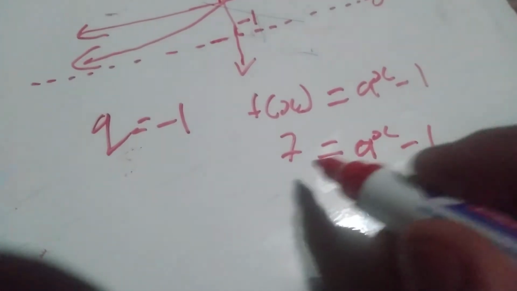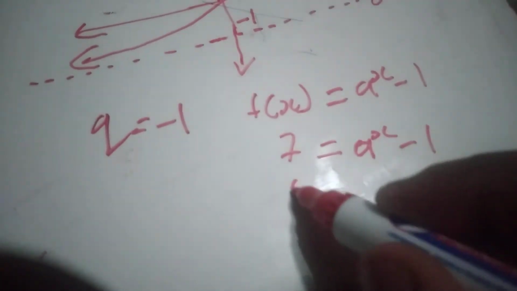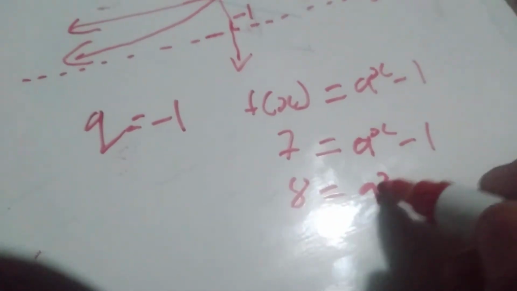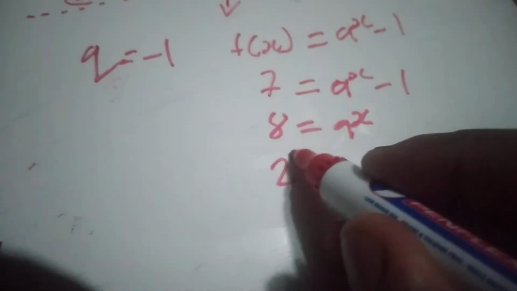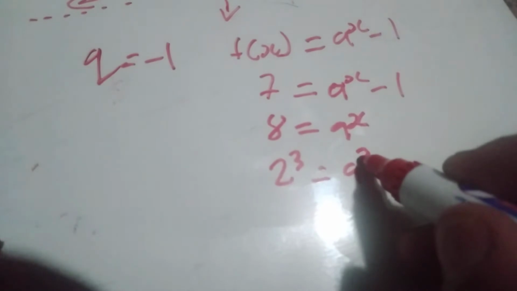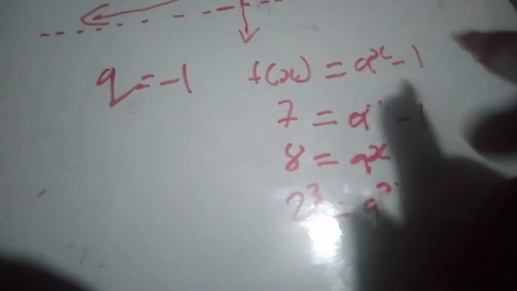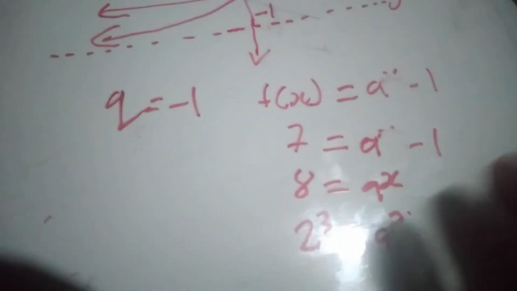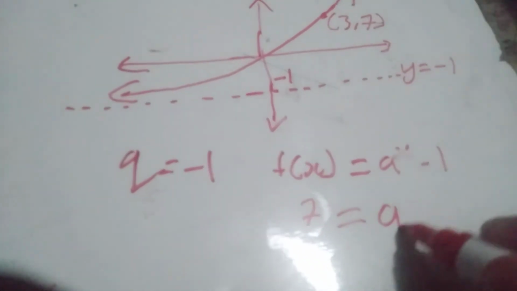So if we take this to the other side, we have 7 plus 1, which is just 8, which is equal to a to the power of x. So if we break this down, this means 2 cubed is equal to a to the power of x. Or rather, I actually forgot to substitute the x value. We're supposed to substitute the x and the y value. So let's substitute. So it means 7 is equal to a to the power of 3 minus 1.